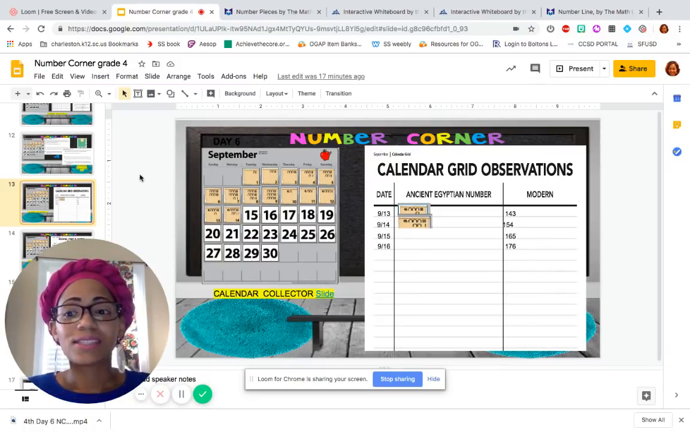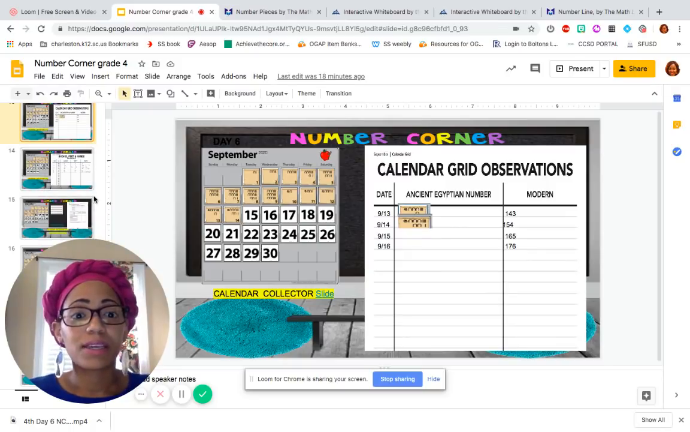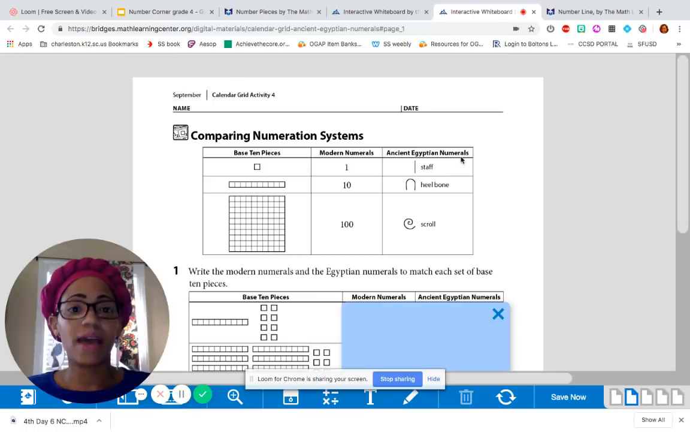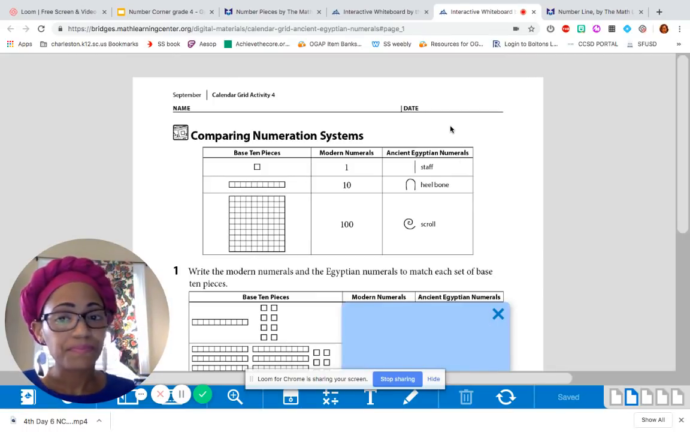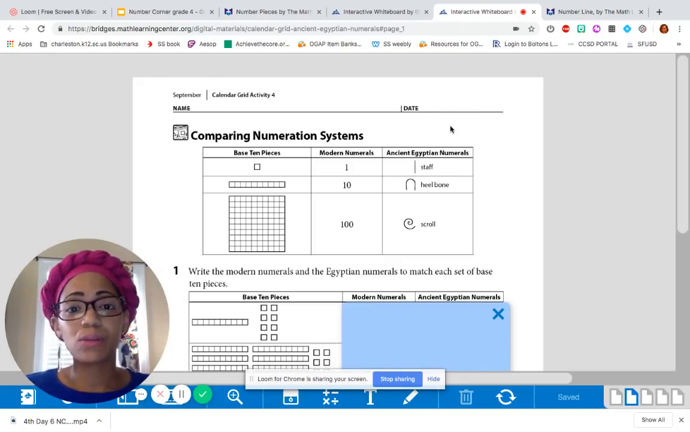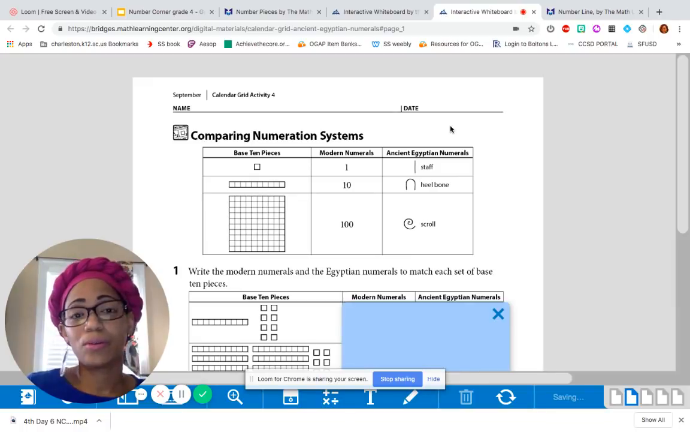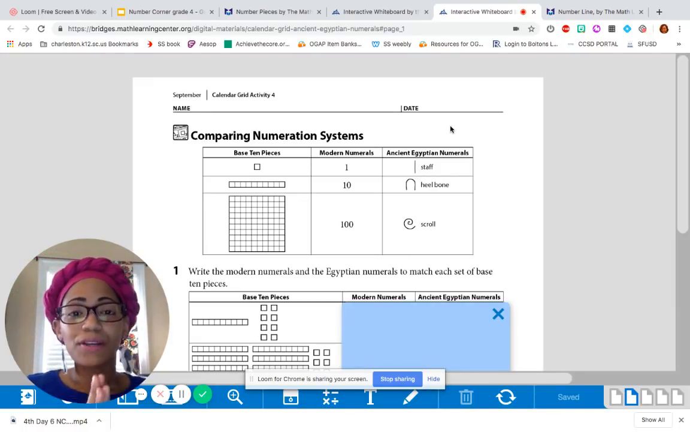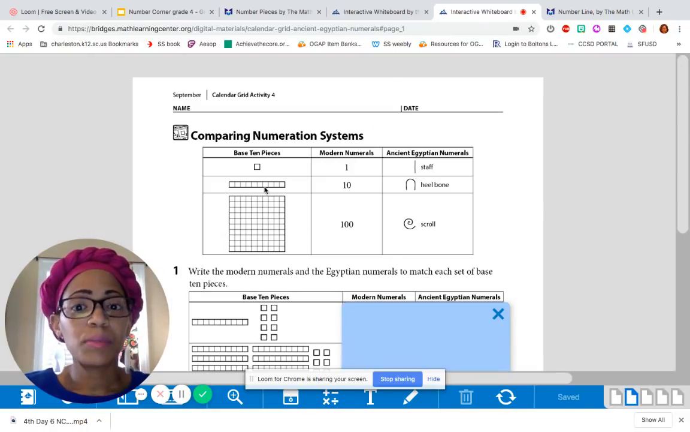Good job. Today, guys, you're going to be working through a calendar worksheet in your number corner workbook. It's actually on page 1, and it's called Comparing Numeration Systems. So I'm going to leave it up here, and I also want you to open up your book to page 1 so you can follow along with me. And while you're doing that, just take a few moments to study the number systems here.